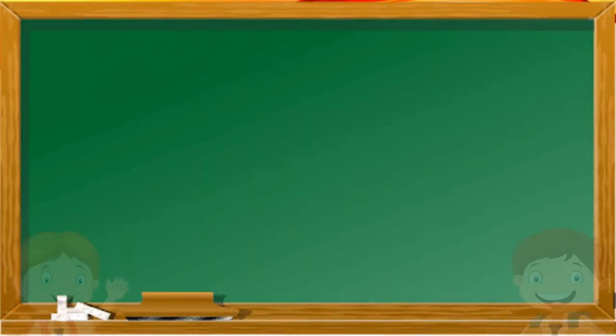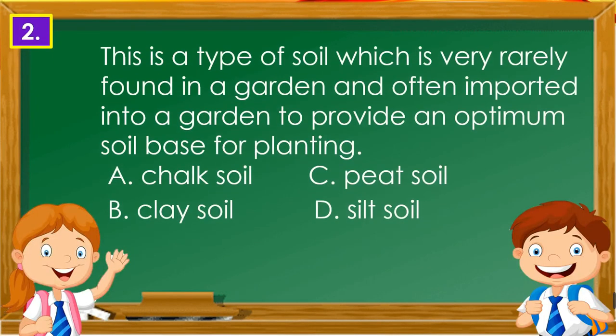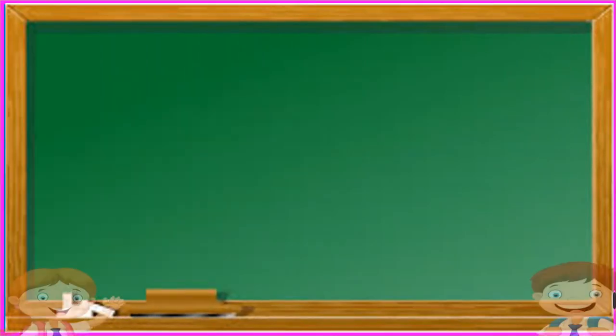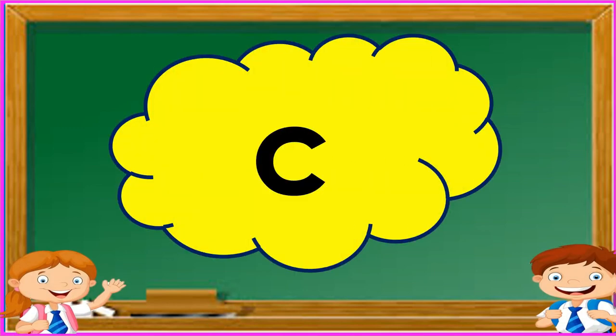Number 2. This is a type of soil which is rarely found in a garden and often imported into a garden to provide an optimum soil base for planting. Letter A, chalk soil. Letter B, clay soil. Letter C, peat soil. Letter D, silt soil. The correct answer is letter C, peat soil.